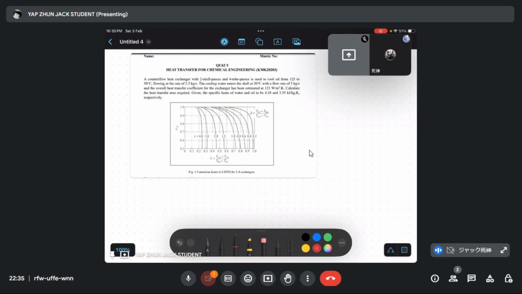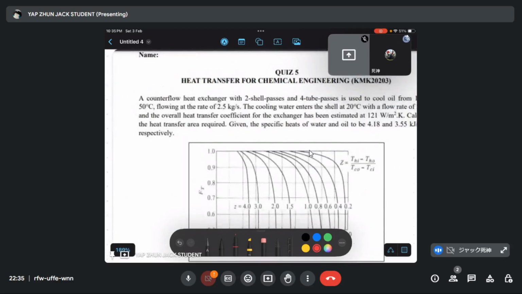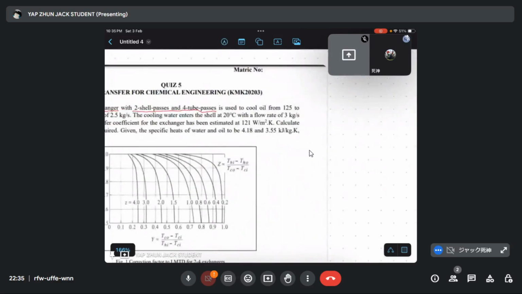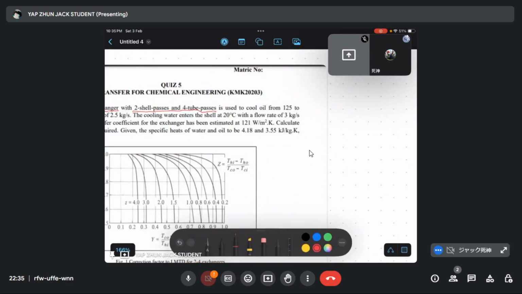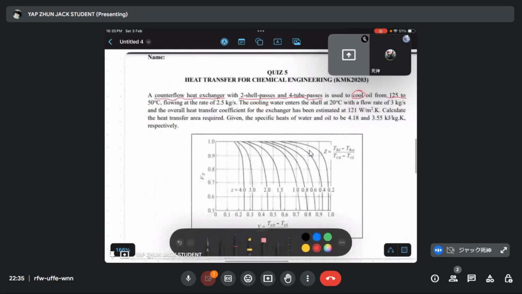Okay, in here we know that they have said counter flow heat exchanger. They already said counter flow heat exchanger, so you need to highlight it or do anything you want because this is quite important information. Then with two shell passes, four tube passes. Okay, so this is also one of the important information. You also need to highlight it. Then it's used to cool oil from 125 to 50. Actually, we have cold 125 to 50 degrees Celsius. This is also one of the important information.